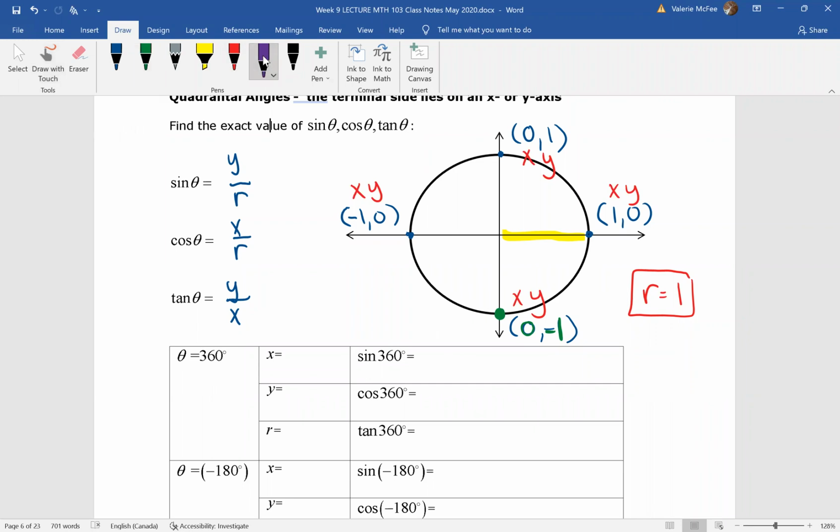360 degrees, starting at 0 all the way around the circle. So we're right here, back where we started, where x is 1, y is 0, and r is 1. Find the sine, cosine, and tangent of 360 degrees. You should have found sine is 0, cosine is 1, tangent is 0.